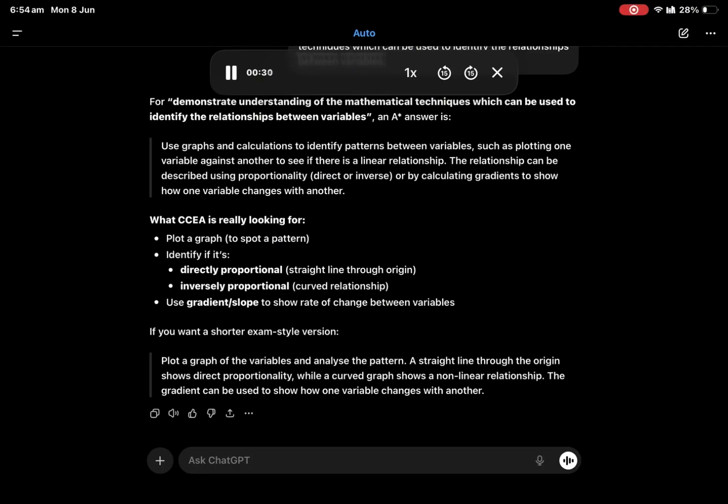What CCEA is really looking for: plot a graph to spot a pattern, identify if it's directly proportional, a straight line through the origin, or inversely proportional, a curved relationship, and use the gradient or slope to show the rate of change between variables. If you want a shorter exam-style version: "Plot a graph of the variables and analyze the pattern. A straight line through the origin shows direct proportionality, while a curved graph shows a non-linear relationship. The gradient can be used to show how one variable changes with another."